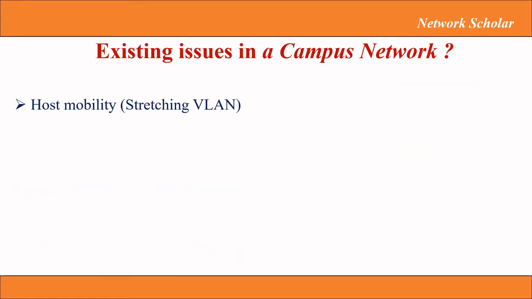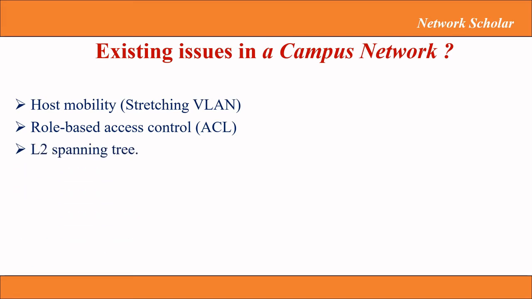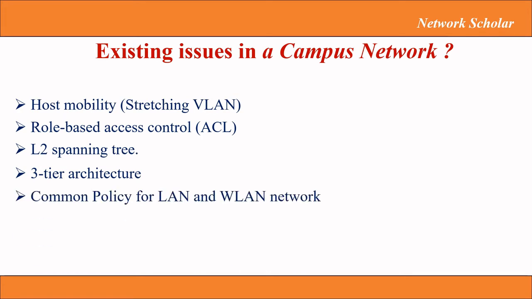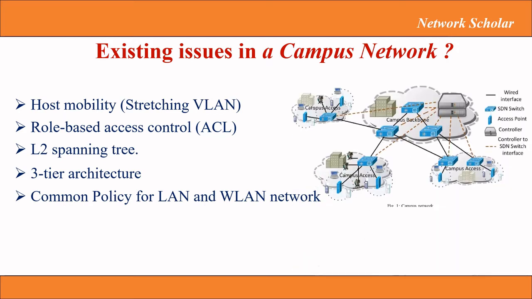Number one is host mobility, stretching VLAN. Second one is role-based access control, which is ACL. Third one is L2 spanning tree, and then three-tier architecture, and then common policy for LAN and WLAN network. So guys, this is a topology where I will be explaining each of those issues that we have in our campus network. The first one is stretching VLAN, host mobility.